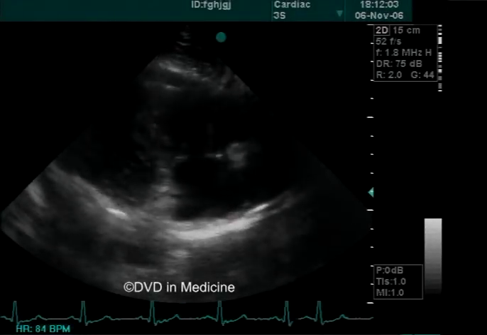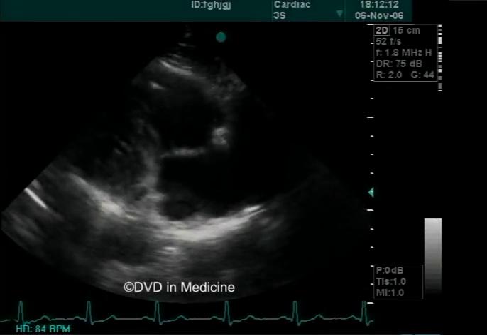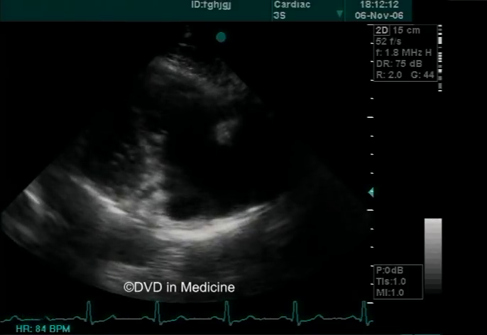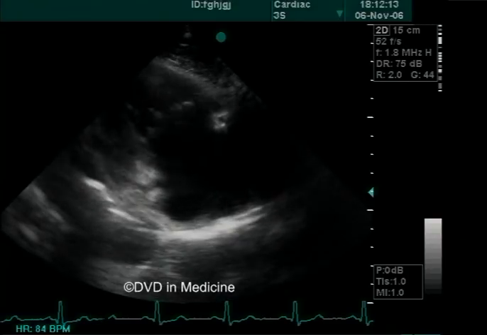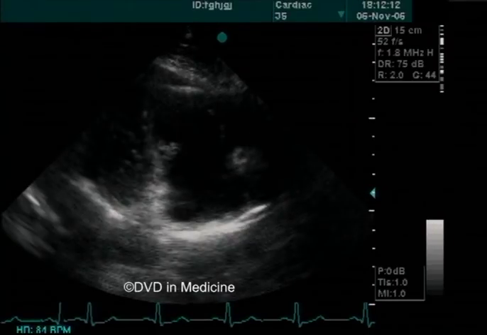In this image, one can see the position and motion of the tricuspid valve leaflets. Normal tricuspid valve leaflets open in the same manner as mitral valve leaflets. Double motion: open, close, open.